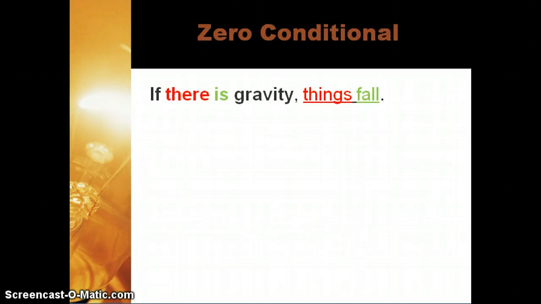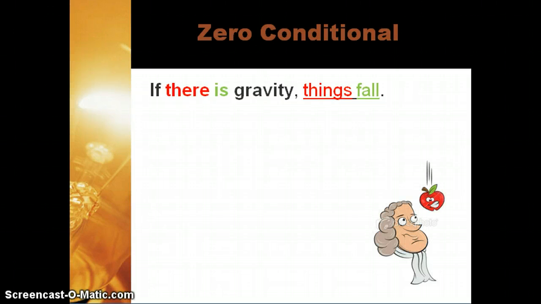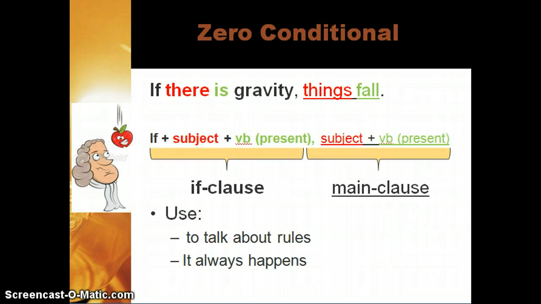Here we've got, if there's gravity, things fall. As you can see, the apple is falling on top of Isaac Newton. So if there's gravity, things fall, this is the zero conditional, okay? And we use it to talk about rules and things that always happen. So you've got the if, the subject, and the verb in the present. And then in the main clause we have the subject and the verb also in the present, okay?